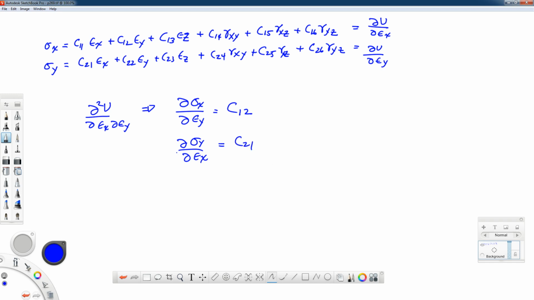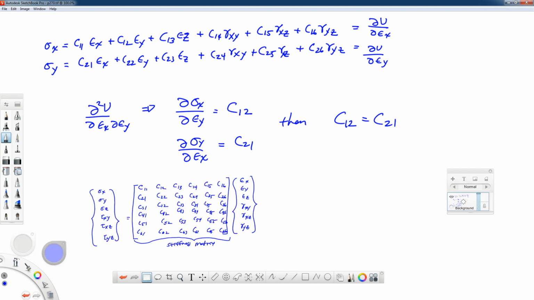And since both of these are equal to the second partial of u with respect to epsilon x and epsilon y, then what we've done is we've shown that C12 is equal to C21. And in fact, we can do this for every term in that matrix. Let me call up that matrix again. Alright, and so C12 is equal to C21. Likewise, we can go through and show that each of these is a symmetric term.